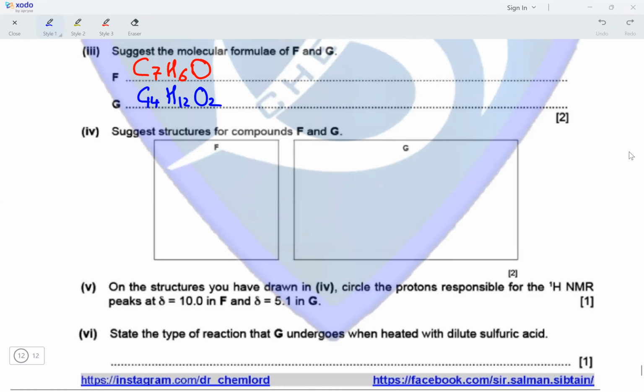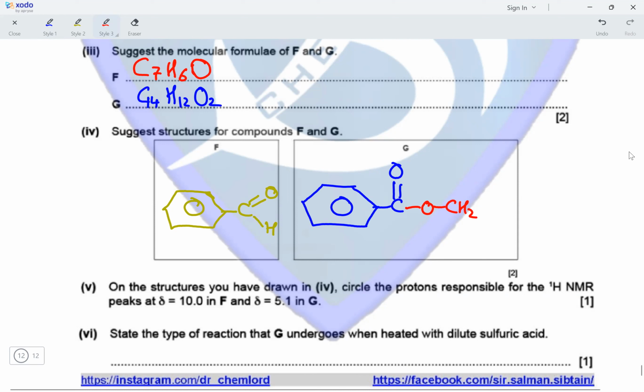Suggest the structures for compounds F and G. We had just figured out that the structure of compound F is benzaldehyde. So let's make the benzaldehyde. And we had already identified the structure for compound G, which was made from benzoic acid and phenyl methanol. The benzoic acid portion would be this C double bond O, and the phenyl methanol portion would be this CH2 and then another benzene ring. So this is the structure for compound G.